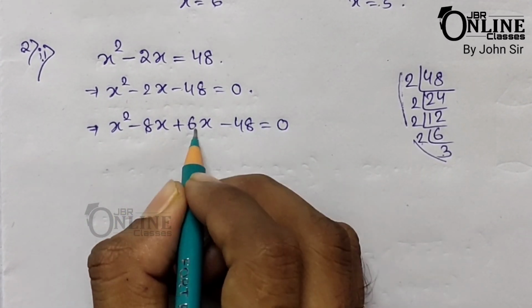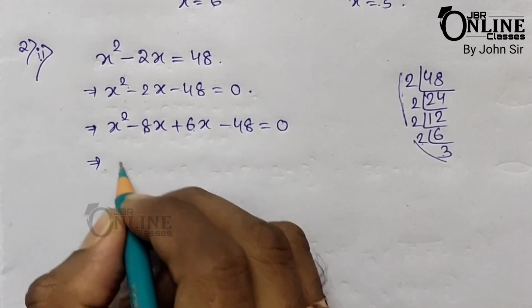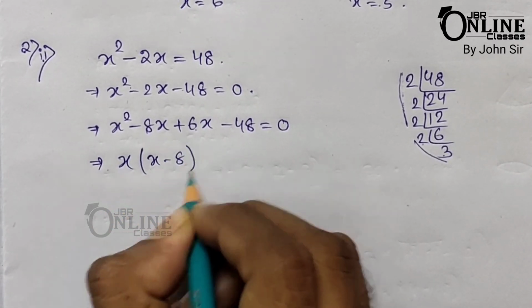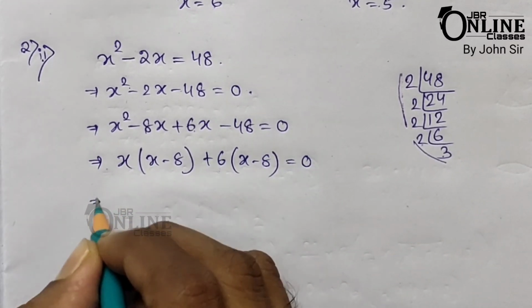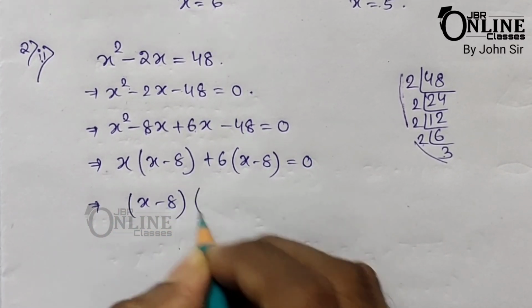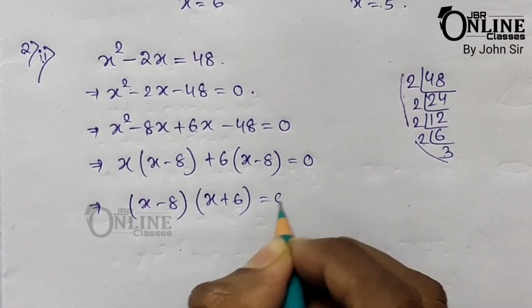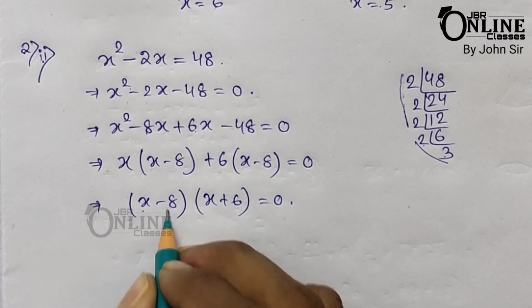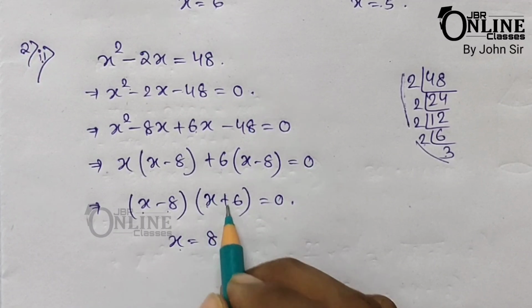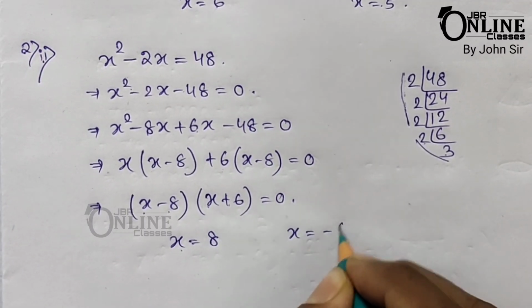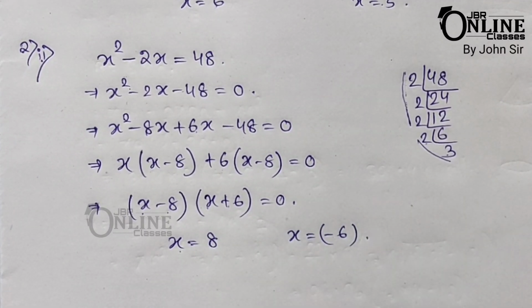As minus 8x plus 6x becomes minus 2x. So if x is common, it becomes x minus 8. If 6 is common, it becomes x minus 8. So finally, x minus 8 into x plus 6 equal to 0. That means either x minus 8 will be 0, so from that x equal to 8, or x plus 6 equal to 0, so from that x equal to minus 6.